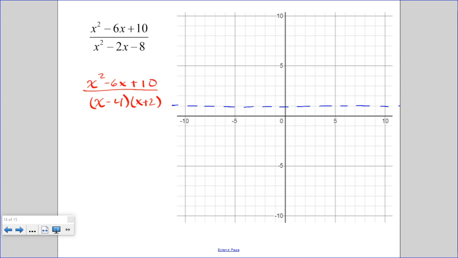If you were to graph only the numerator, it wouldn't even have any real zeros. So the numerator doesn't factor at all. Those two factors I do have in the denominator, since they can't be canceled out, are vertical asymptotes. So those are going to be at positive 4 and negative 2.